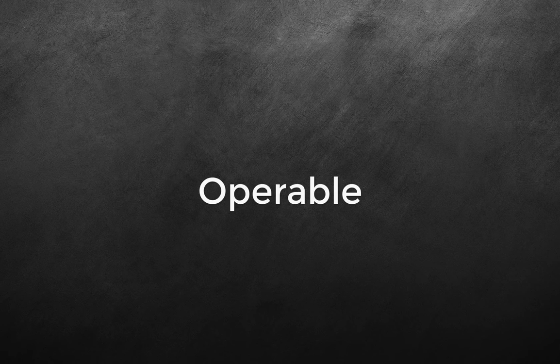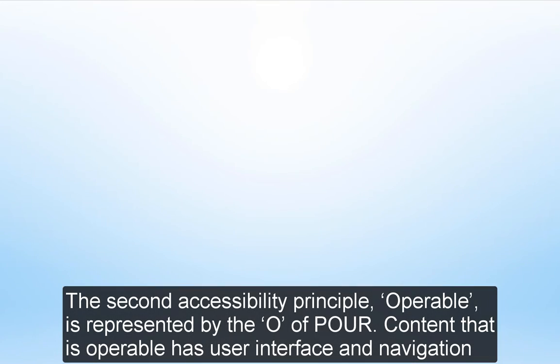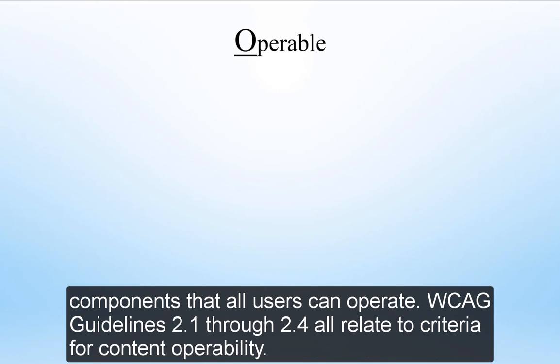Operable. The second accessibility principle, Operable, is represented by the O of POUR. Content that is operable has user interface and navigation components that all users can operate. WCAG Guidelines 2.1 through 2.4 all relate to criteria for content operability.